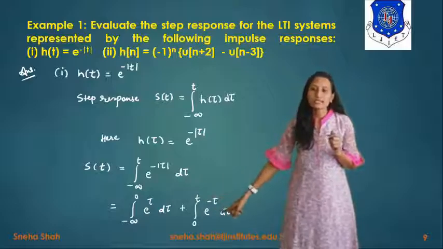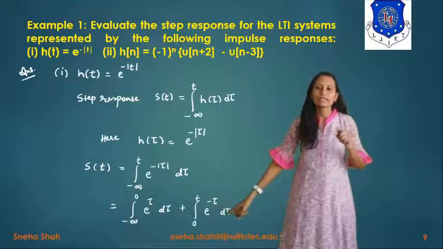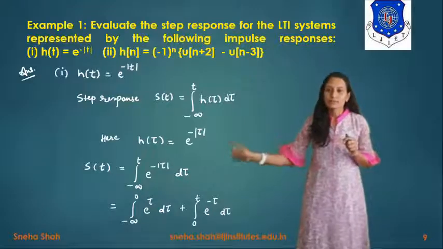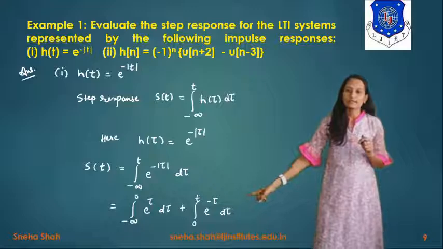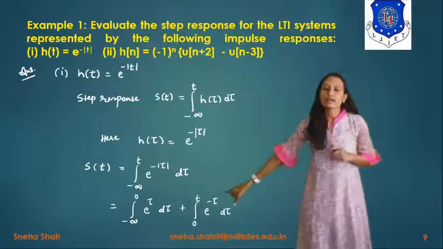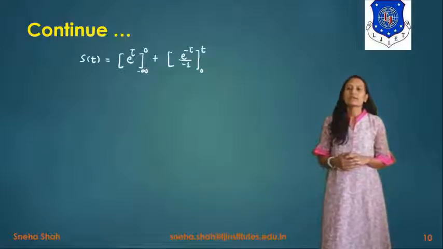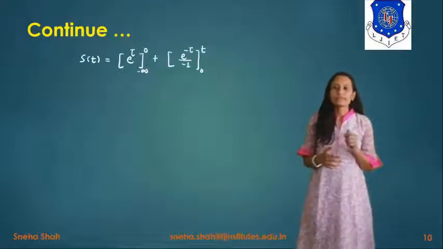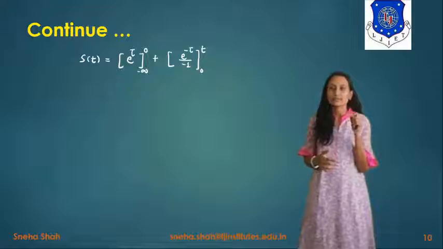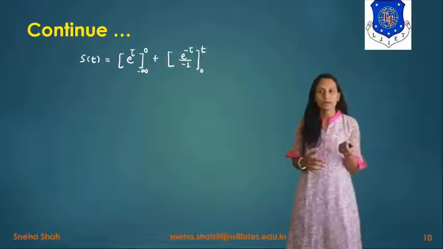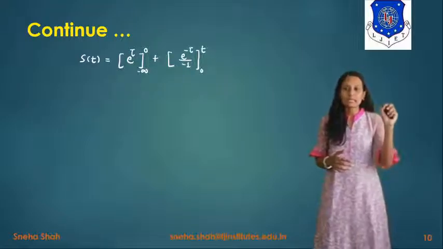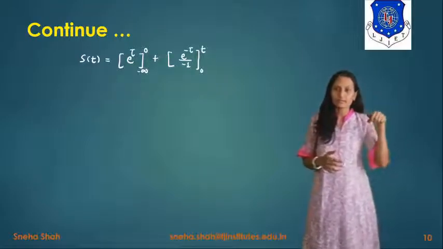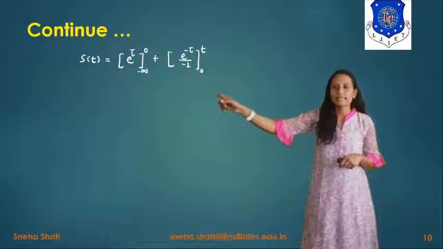And for the positive range, from 0 to infinity, its value will be tau. So tau with the minus sign means minus tau, and the term will be e raised to minus tau d tau. Now we have to solve these two terms. The next step is s(t) equals e raised to tau. If we integrate e raised to tau, its integration is e raised to tau. And if we integrate e raised to minus tau, its value will be e raised to minus tau divided by minus 1. So we have used these two integrations.